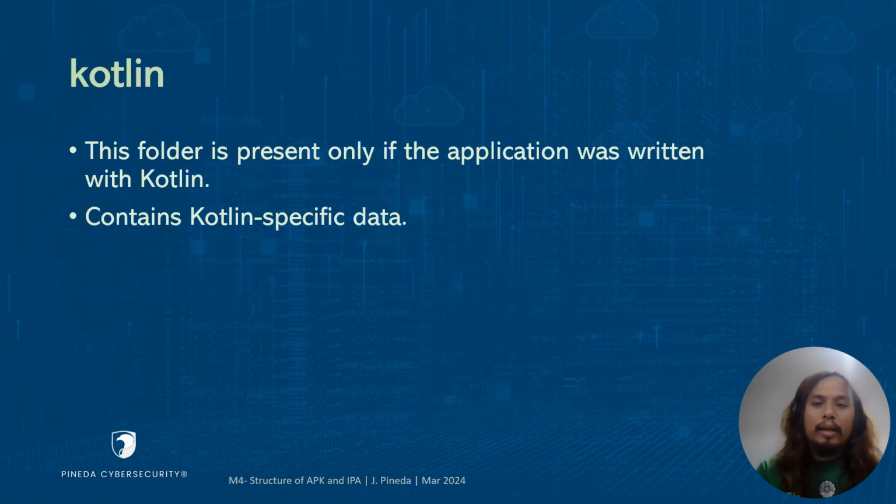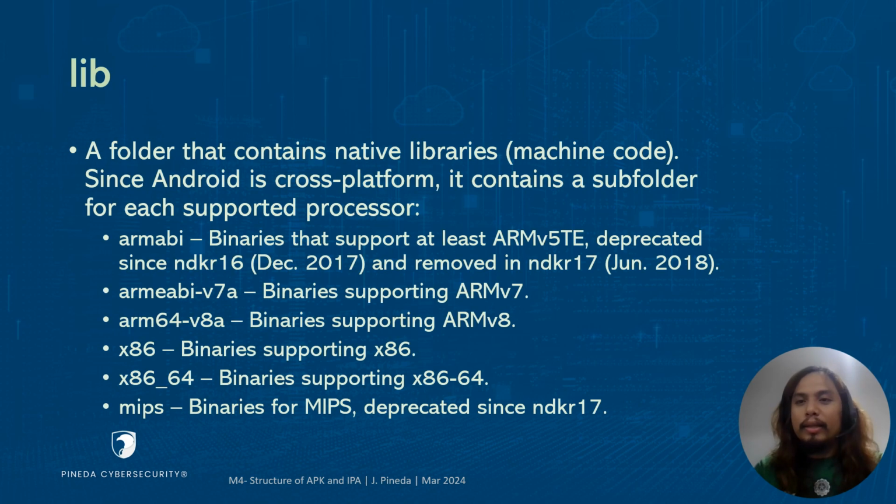The next would be Kotlin. This folder is present only if the application was written with Kotlin because it contains Kotlin-specific data. Next is the lib folder. The lib folder contains the native libraries, or the machine code.